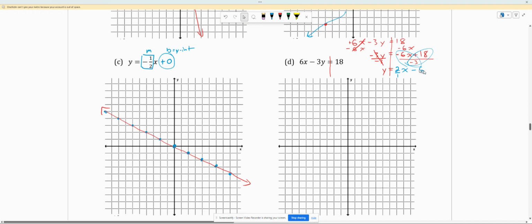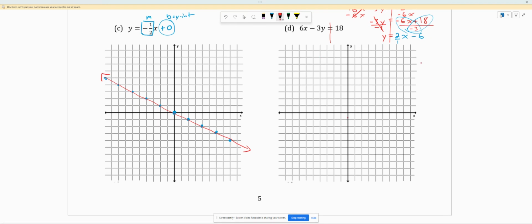So we'll start by plotting our y-intercept, which is at -6. 1, 2, 3, 4, 5, 6 is right here. And a rise of 2 and a run of 1. That should be enough dots there. Enough coordinates. Now I should be able to draw a line. It's hard on here. There. All right, there's my straight line.